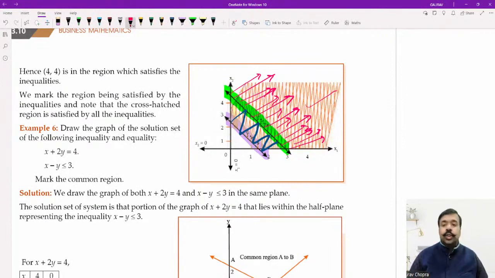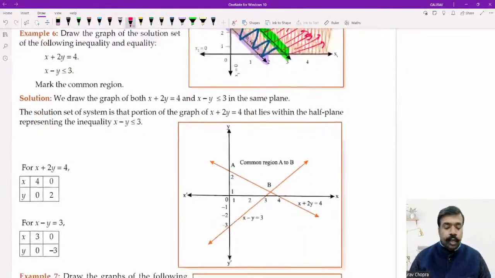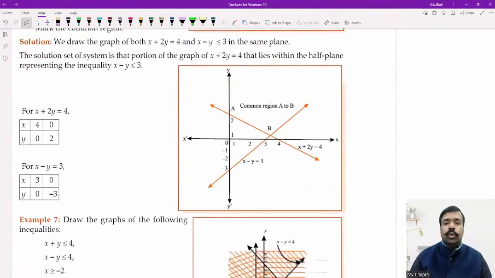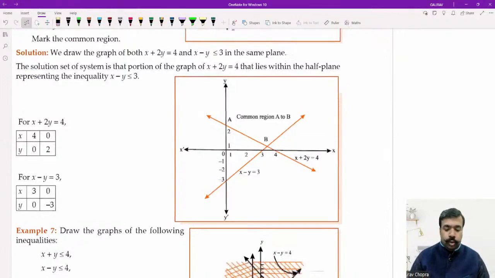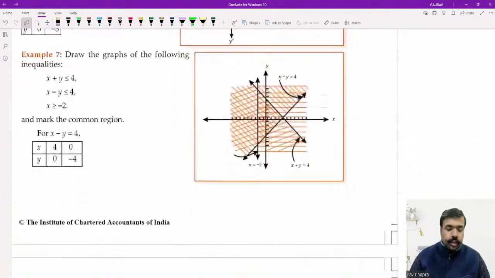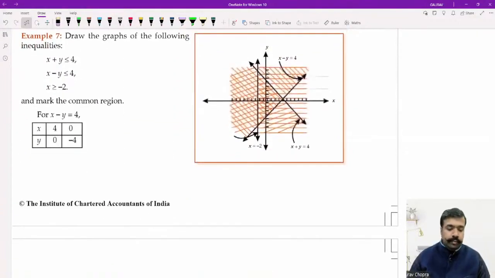Karthik says it's so easy. Yes, it's so easy to solve in exam also. We just have to understand 3-4 questions in the beginning, and after that it becomes very easy for us. All right. Now let me take example number 7.